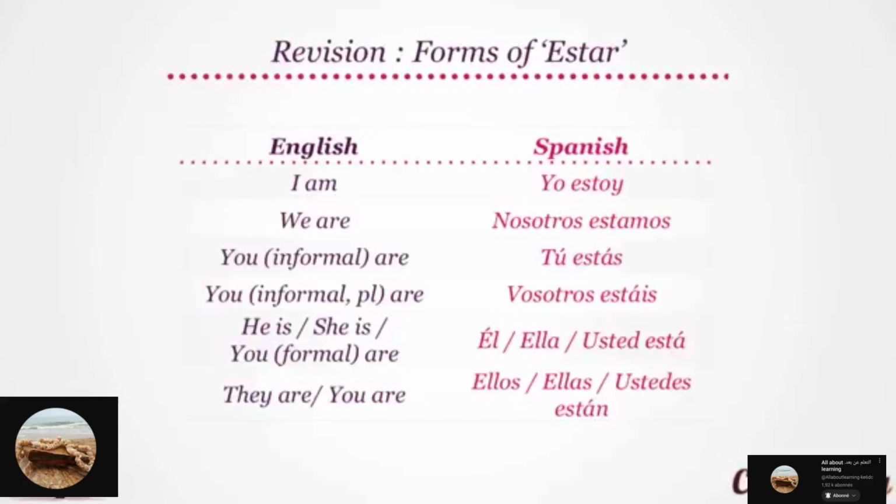Let's revise the forms of estar. I am translates to yo estoy. Try that, please. Yo estoy. We are becomes nosotros estamos.